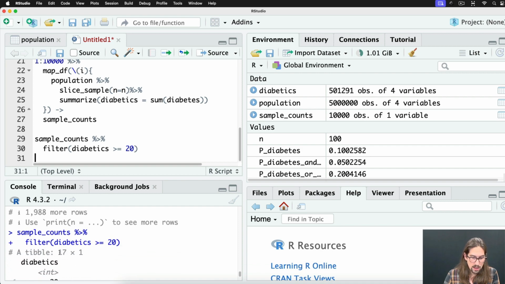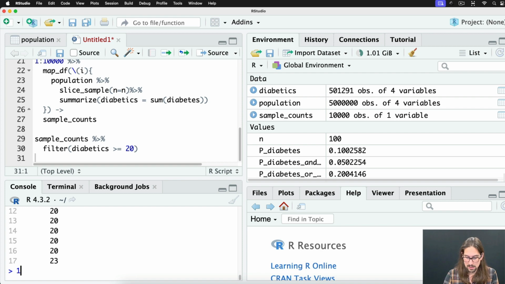So here the result only has 17 rows. So if I saw 20 diabetics, that'd be 17 out of 10,000. That is basically a 0.1% chance of seeing that result. So if I saw 20 diabetics, there's a very low chance that the population rate is only 1 out of 10. If that had been the result, okay, there's probably something going on. But 13, not that likely anything is really different.